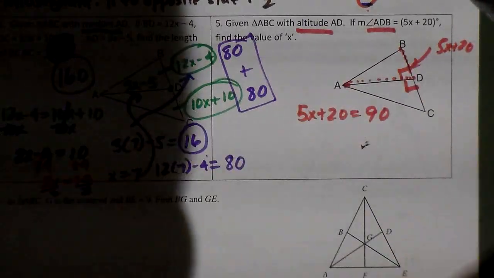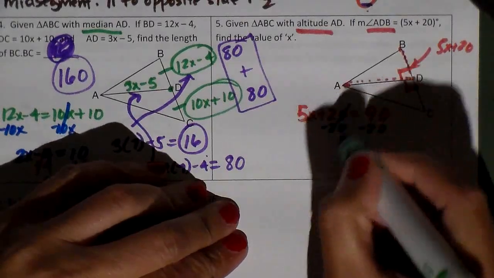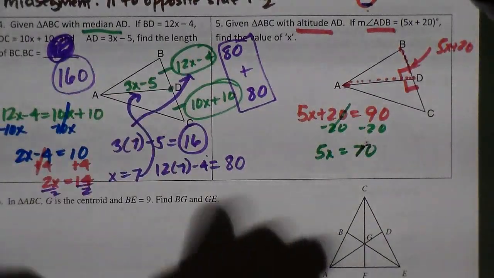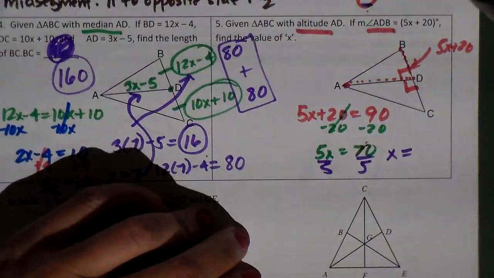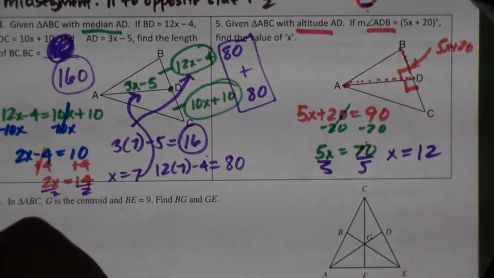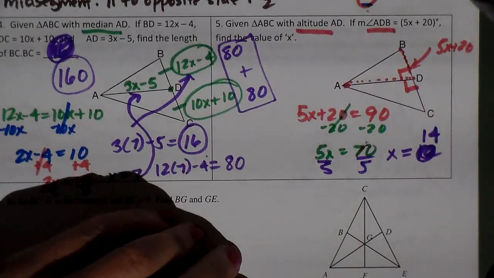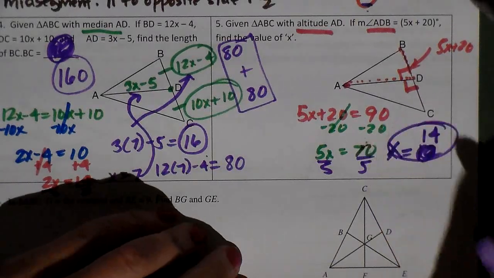So then I'm going to solve it because we're good at that stuff. So I'm going to subtract 20 from both sides. So 5x equals 70. And then my last step is going to be to divide. So I'm going to divide by 5. So x equals, and I believe that's 12. Actually, sorry, it's 14. Trying to do mental math, that's what happens. So x is 14, and you are done.